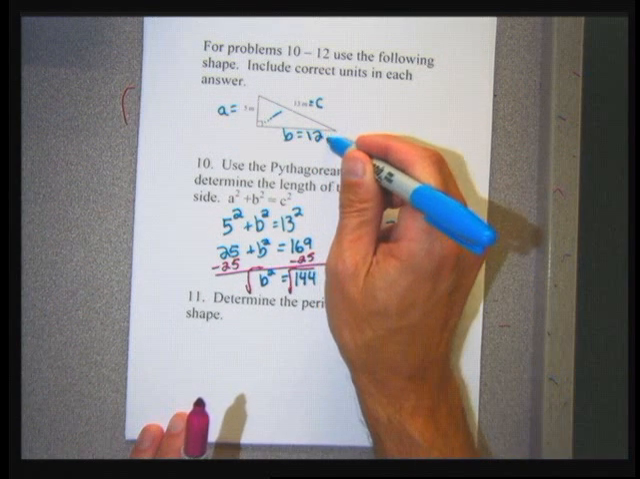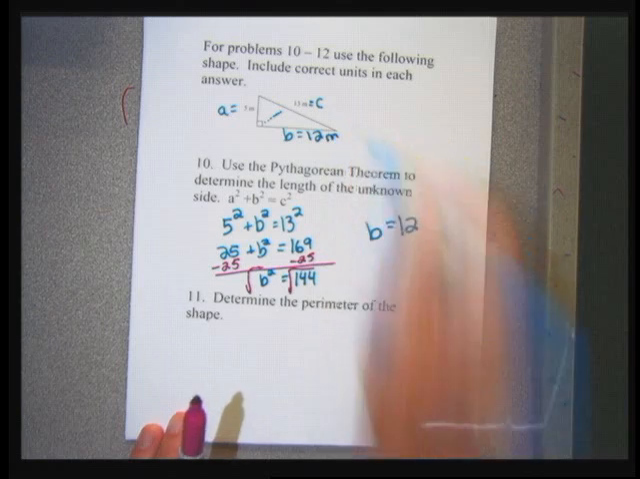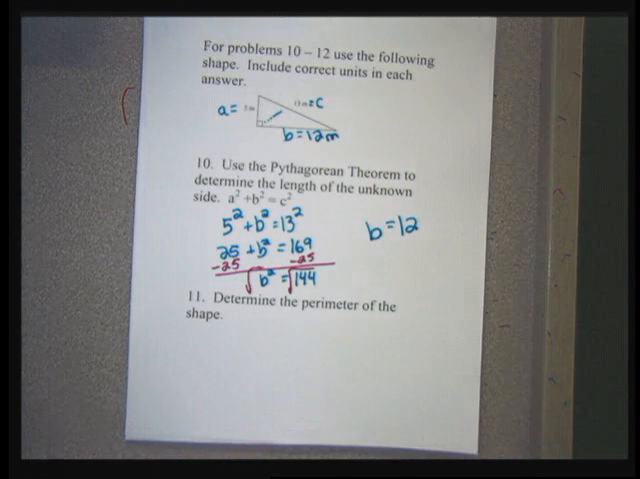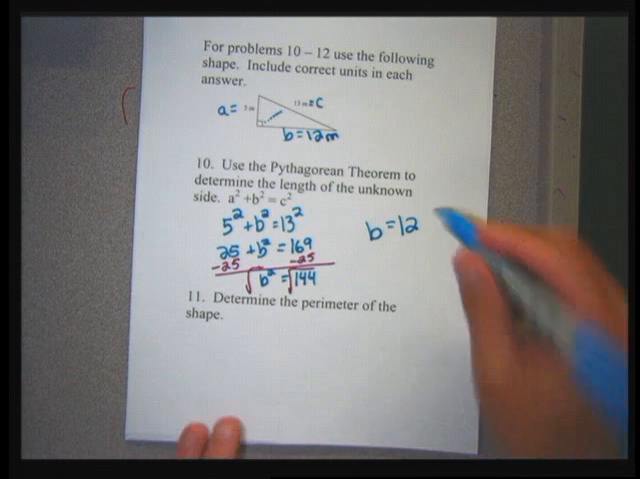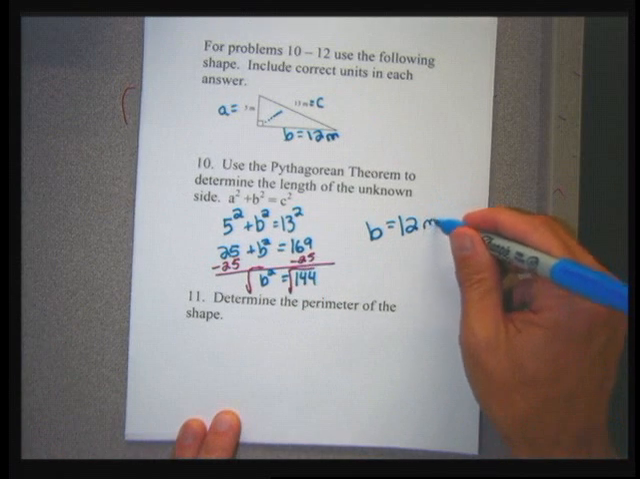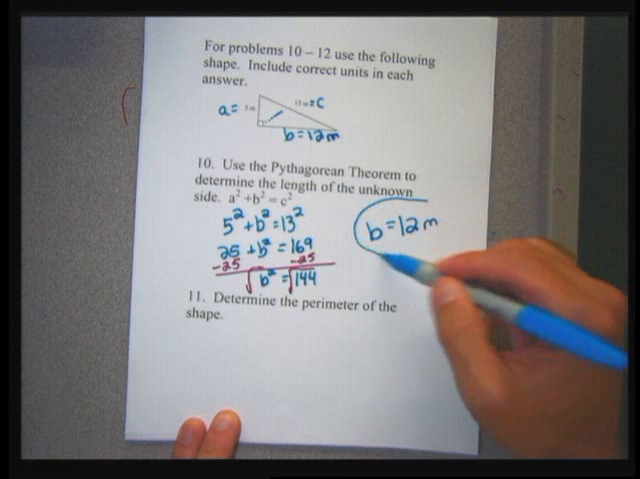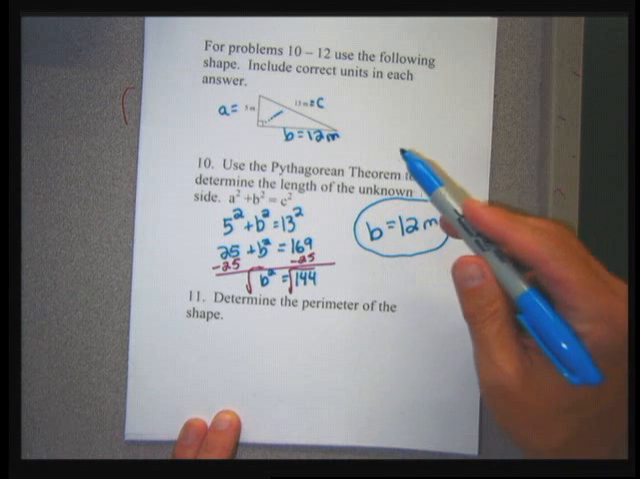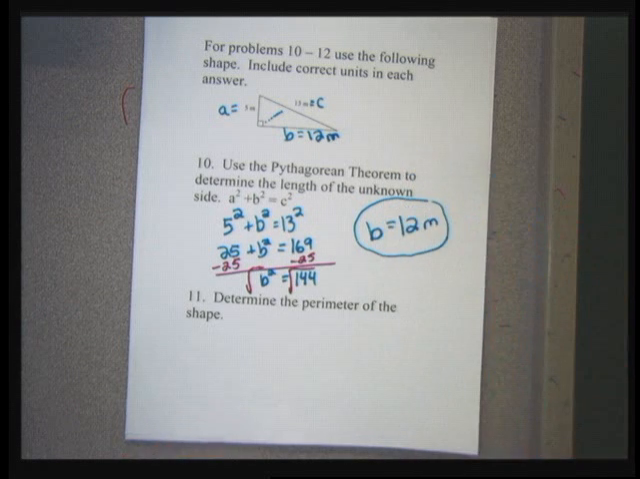All the sides are in meters. I forgot to put my meters down, but I'm going to put them there. Technically, I'd get square meters, and then square rooting square meters, you'd get regular meters. But because it's the length of a side, I know it's not square units. So the missing side, if I called it A, would be fine, but it's 12 meters.